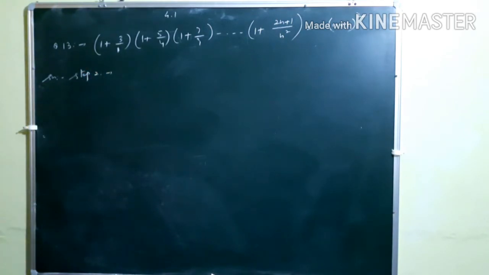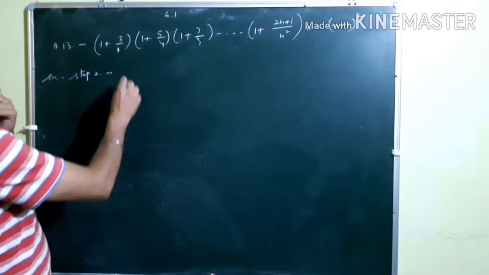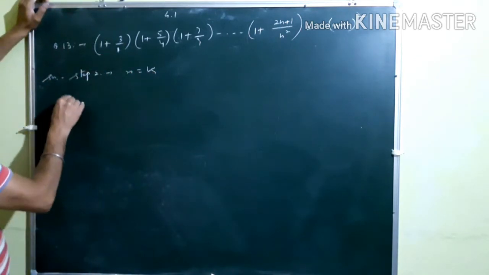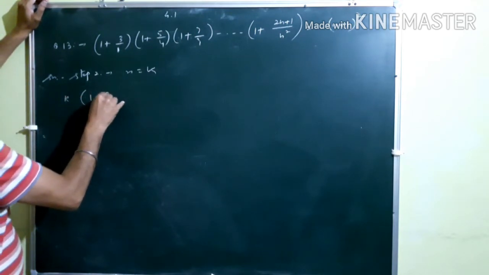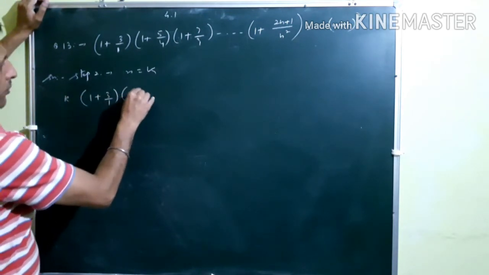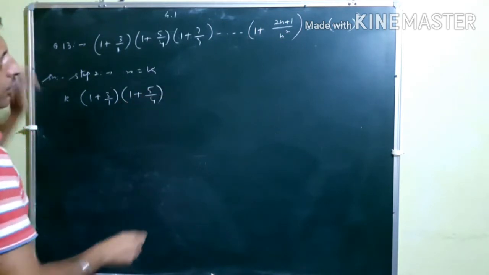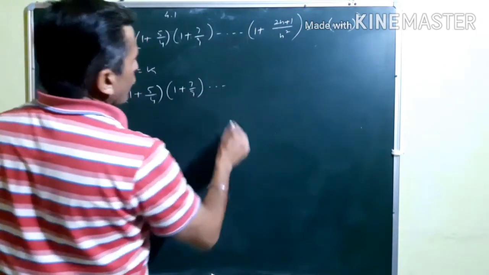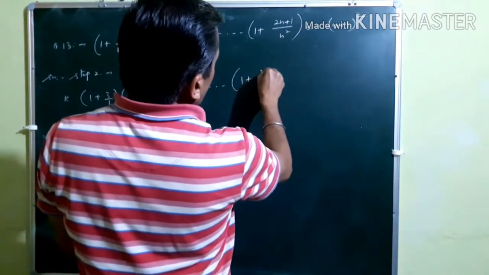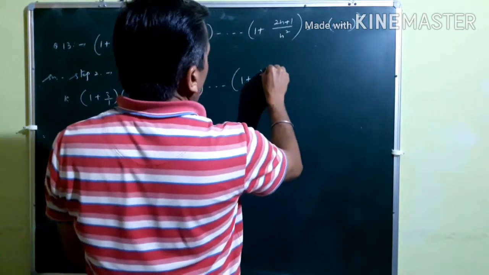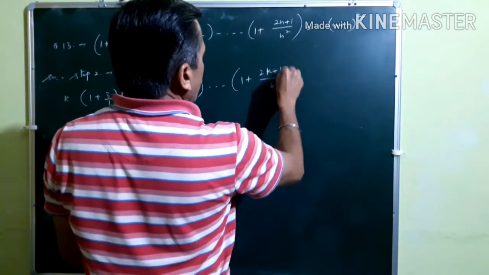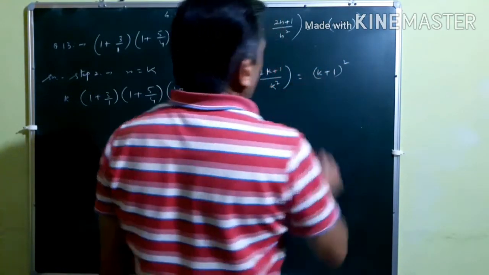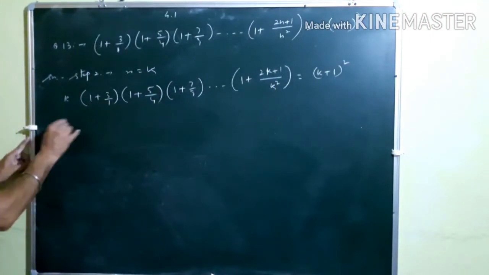Step number 2. Let us assume that the result is true for n is equal to k. We assume that the result is true for n is equal to k. That means what was the result? The result is (1 plus 3 upon 1) into (1 plus 5 upon 4) into (1 plus 7 by 9) and so on, (1 plus (2k plus 1) upon k square) is equal to (k plus 1) whole square. So we assumed this result is true. Now step number 3.